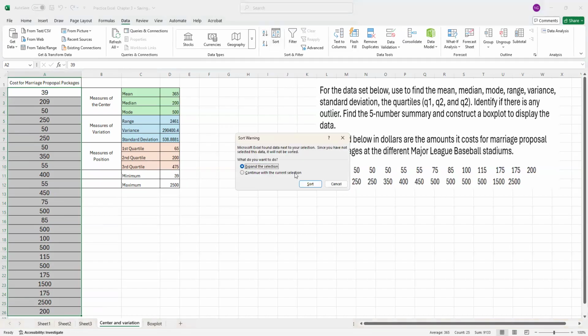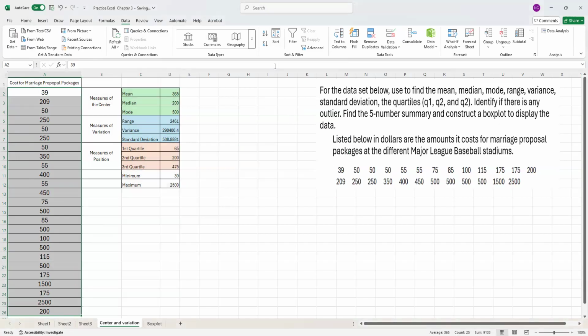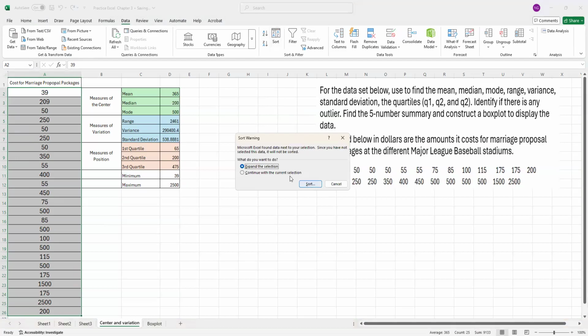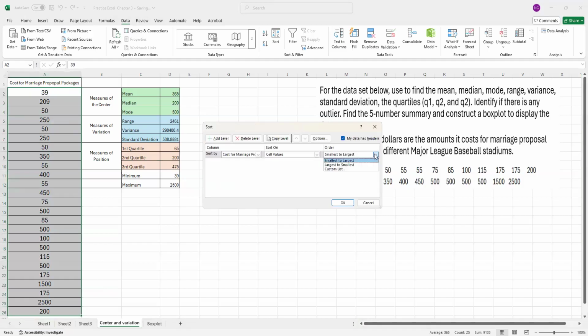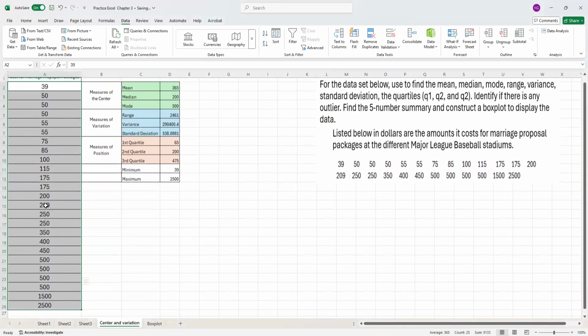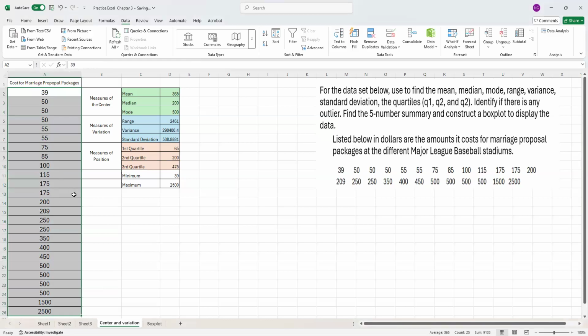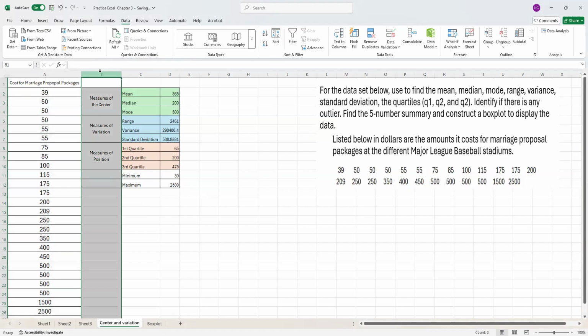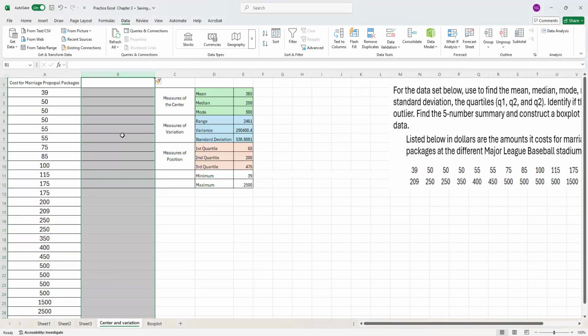So if we go like this, of course, we can say expand, continue the current selection. No, hold on. We said sort, smallest to the largest. Voila. So we can reorder our data from the smallest to the largest. You see the minimum is 39 and the maximum is 2,500. Now, this is how we do it manually.